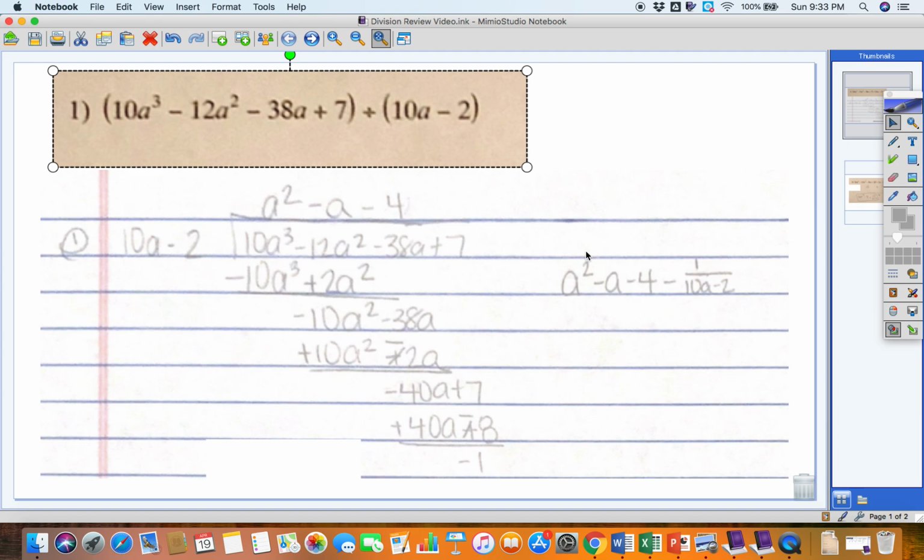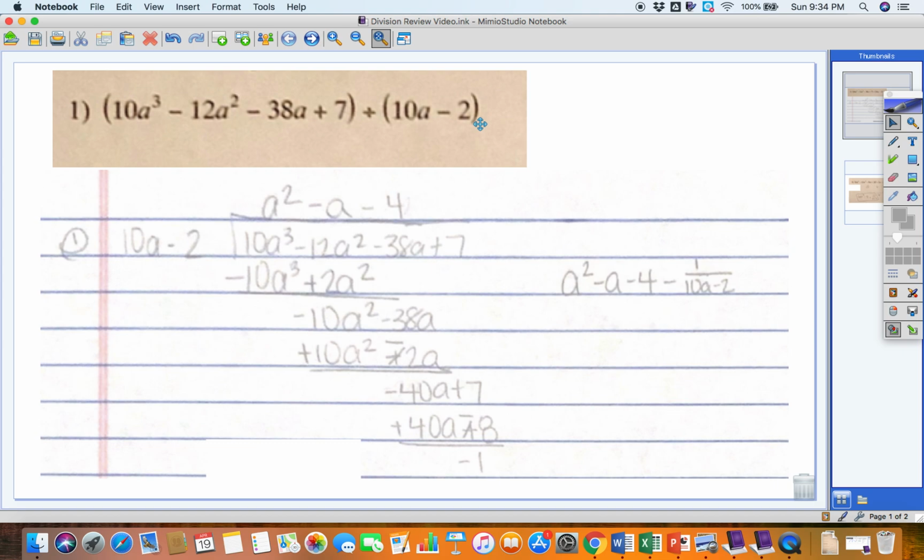And so when we look at this, first we're going to look at long division. You will have to do 5 long division problems and 5 synthetic division problems. With long division, we need to know that specifically because if your binomial that you're dividing by, so your divisor, if the first term has a coefficient or has a degree other than 1, you would have to use long division. So here we have 10a to the third minus 12a squared minus 38a plus 7 divided by 10a minus 2.